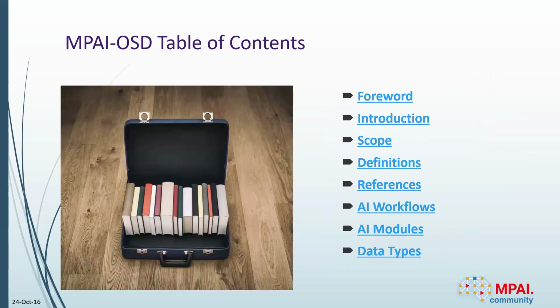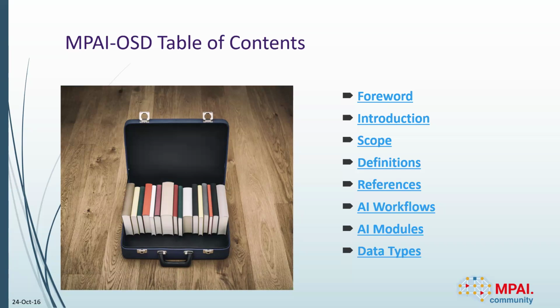So this is the table of contents. The table of contents has the foreword, which tells the context of MPAI. I've already said something, and you can find something more. Then we have the introduction that just sets the scene, but the introduction is not normative. It is really informative. Then we have the scope. This is where we say, this standard does this.